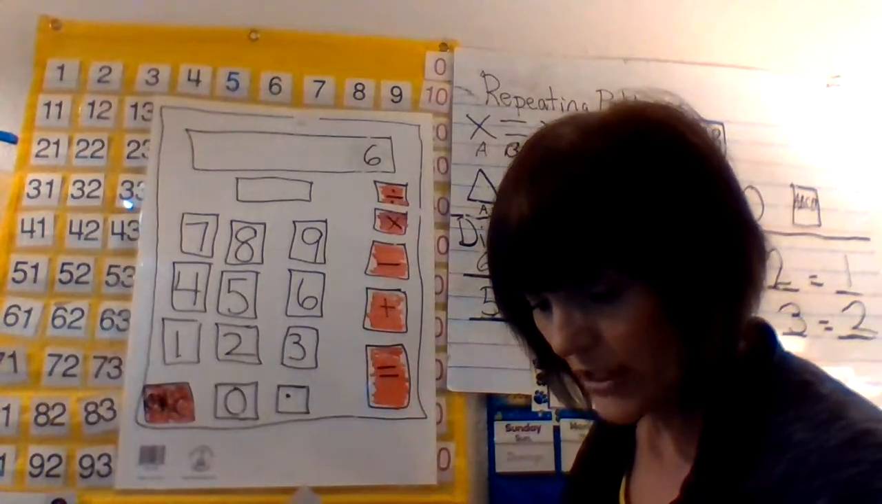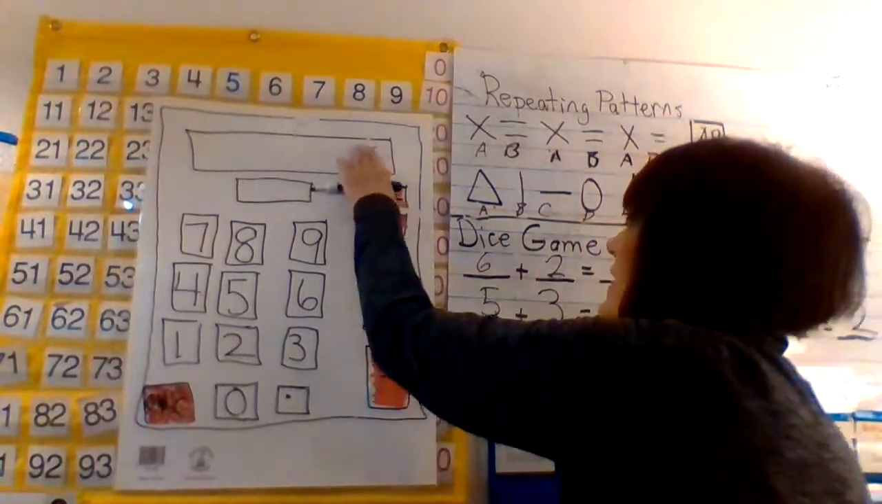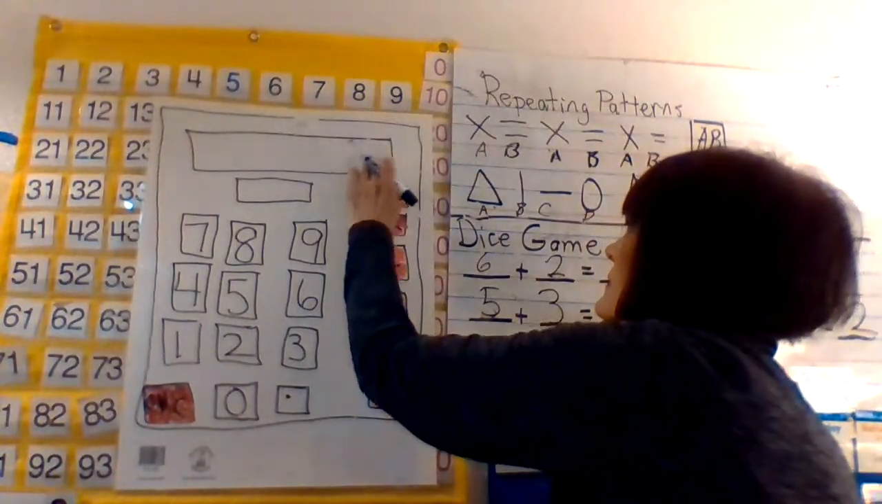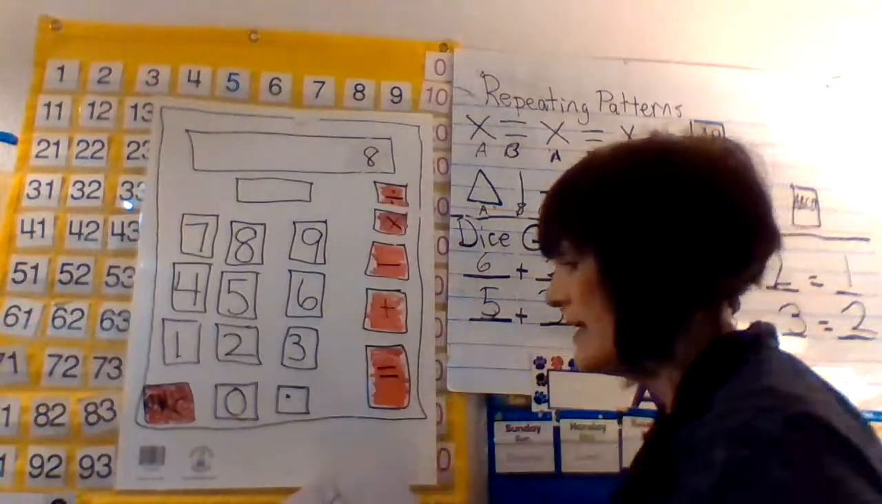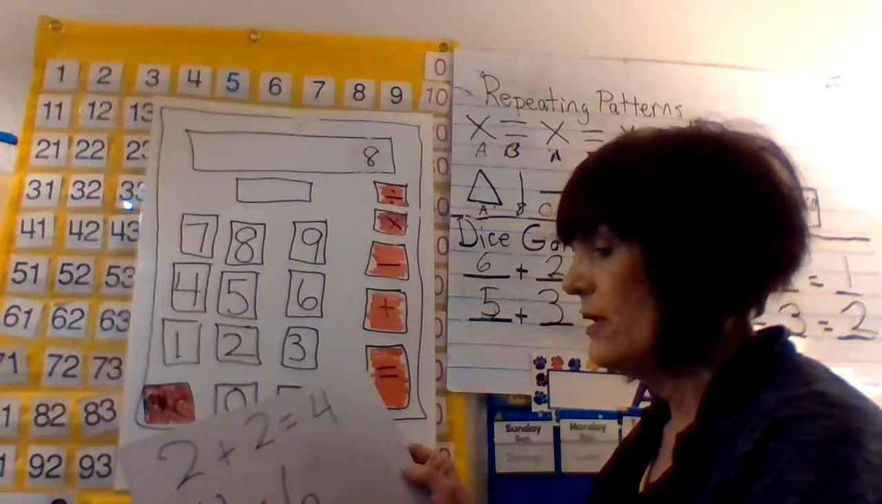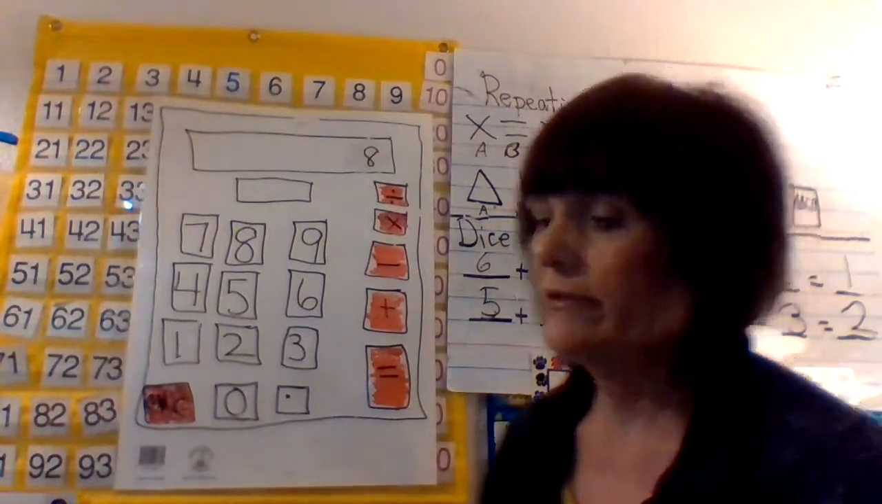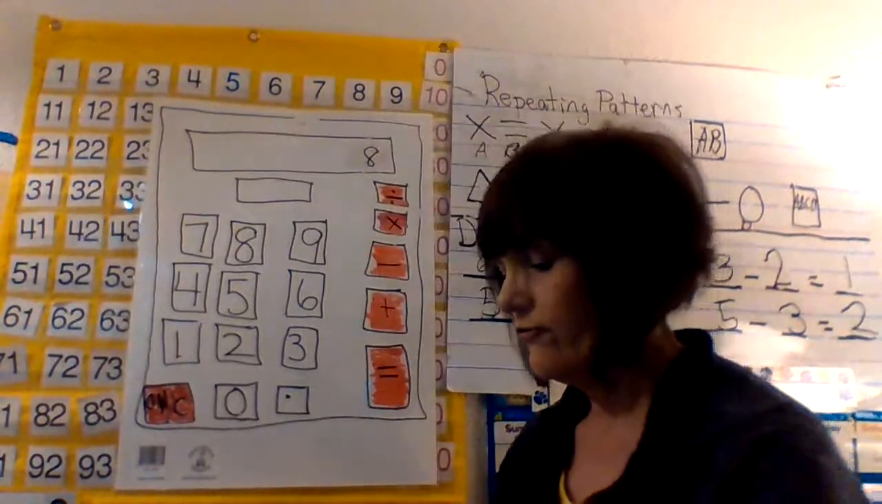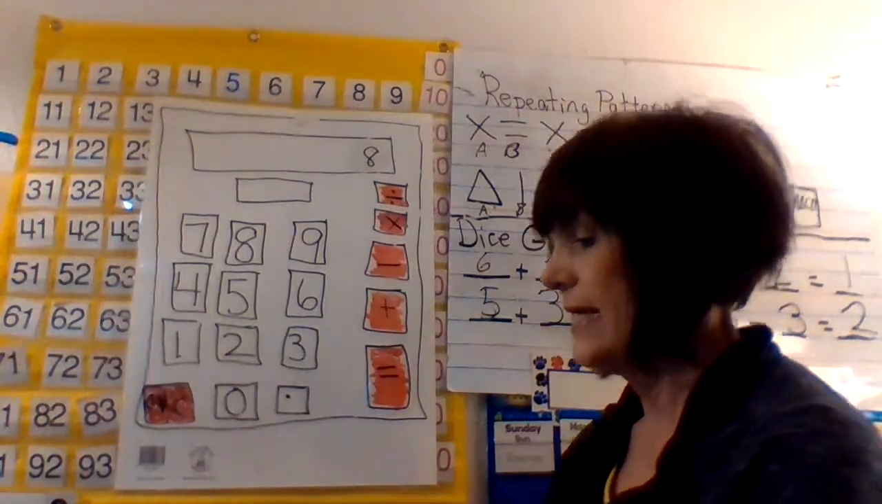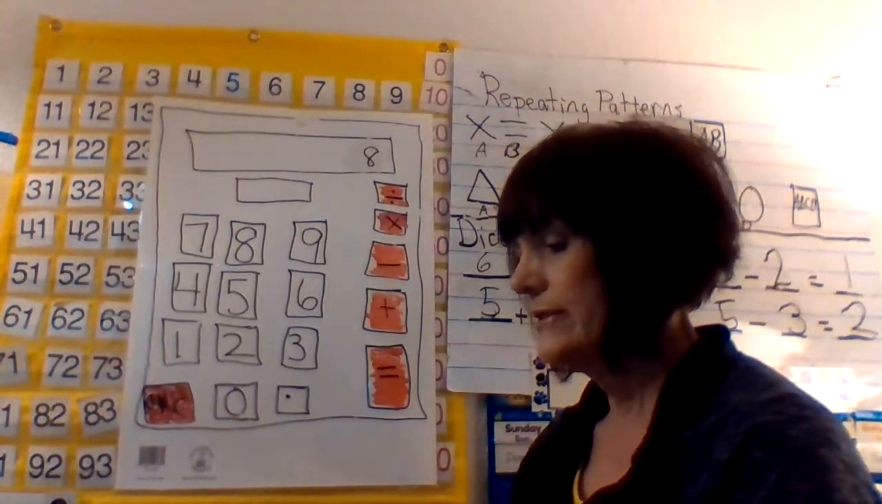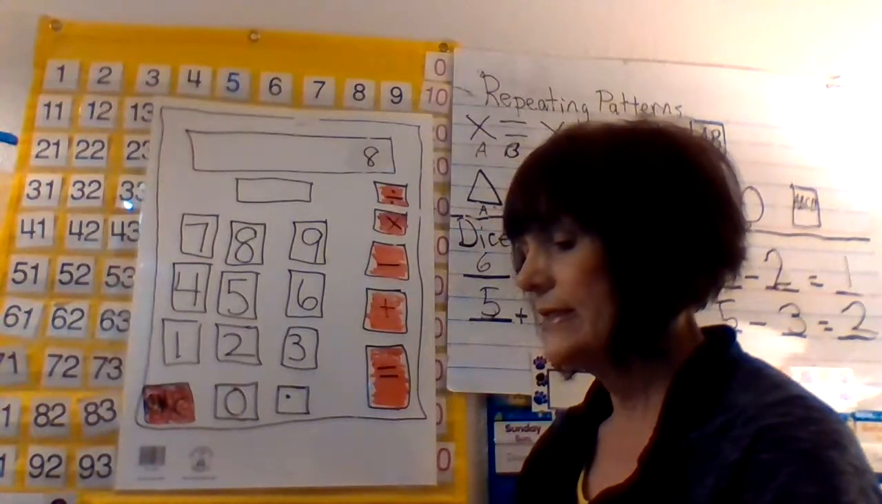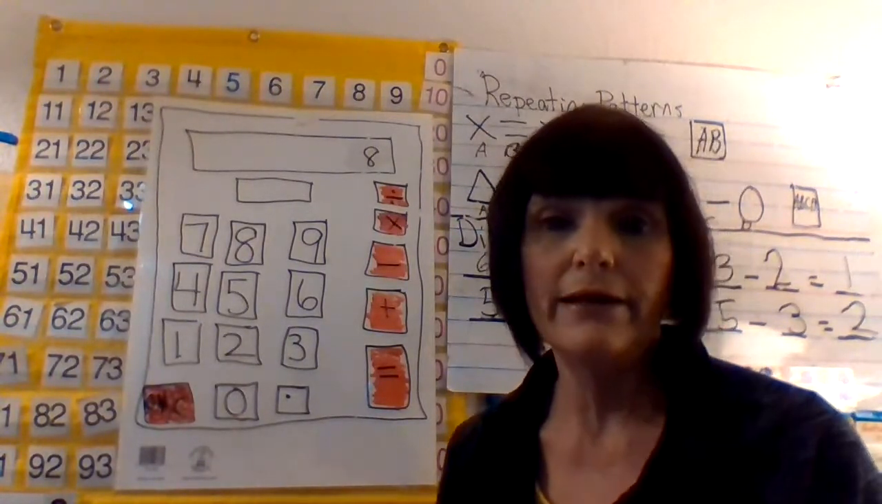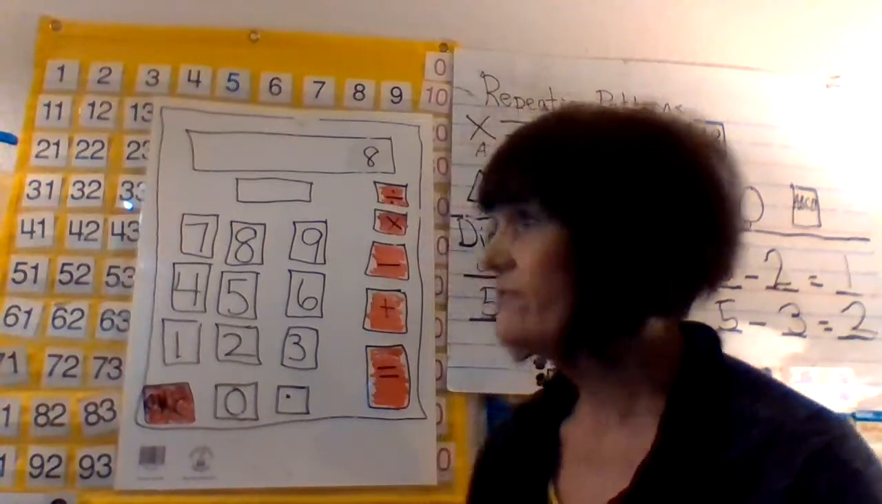Now I'm going to push equal again, and I should have 8. All right? And if I keep pressing equal, I should end up with, well, let's see, 2, 4, 6, 8, 10, 12, 14, 16, 18, 20, and on and on. Well, that was fun doing 2s.